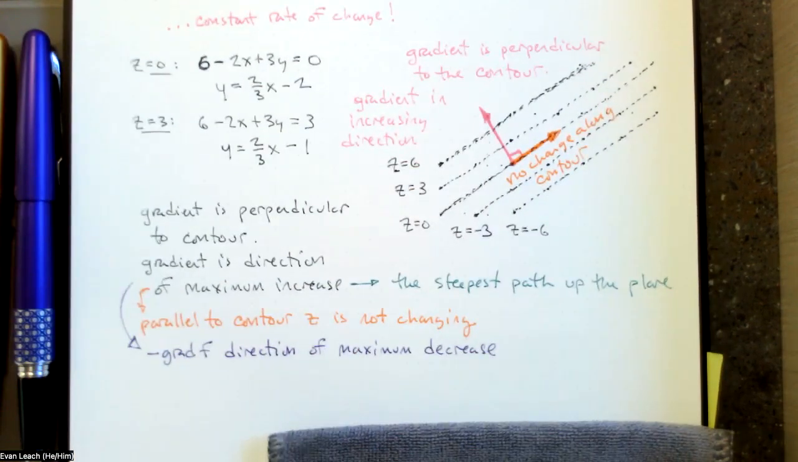If we go in the opposite of the gradient, that will be the direction of the maximum decrease. So if we look parallel to the contour, our z is not changing. That's the path that we should go if we want to not go up or down the hill. The maximum decrease, we will turn perpendicular to that for the steepest path up the hill. The steepest path down the hill will just be turning the other direction.